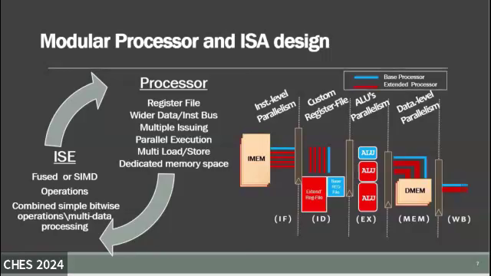We can have a wider data bus. This extension enables us to bring a wider data chunk from memory. Yes, so not just a wider bus, but also more than one load store unit, enabling us parallel memory fetch, which helps significantly reduce the memory bottleneck. On top of that, we can add more parallel execution units. We can also add dedicated memory space like local, constant, and state, which help us to reduce pipeline stalls.